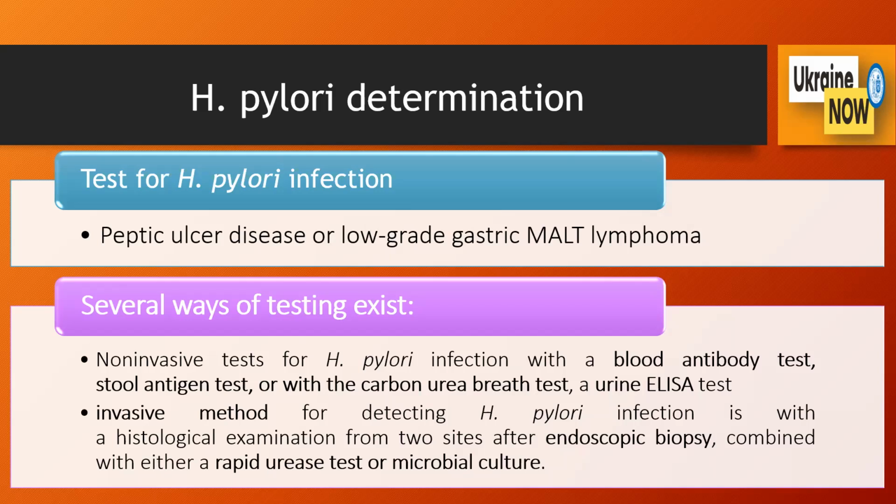Some drugs can affect Helicobacter pylori urease activity and give false negatives with the urea-based test. The most accurate invasive method for detecting Helicobacter pylori infection is histological examination from two sites after endoscopic biopsy, combined with either a rapid urease test or microbial culture.